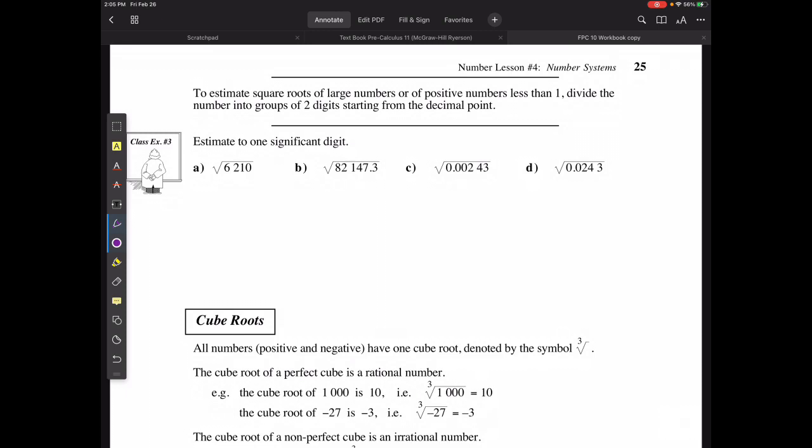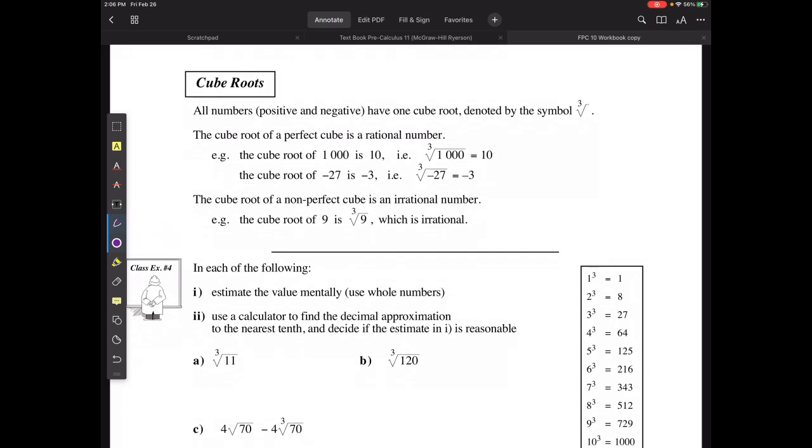Remembering, you don't have to estimate, so don't worry about that. You could plug these into your calculator and find what it is to one digit. If I'm doing cube roots, then the cube root of a perfect cube is going to be a rational number. So the cube root of 1000 is exactly 10. And for cube roots, because it's something multiplied 3 times, you can take the cube root of a negative number. That's the difference between a square root and a cube root.